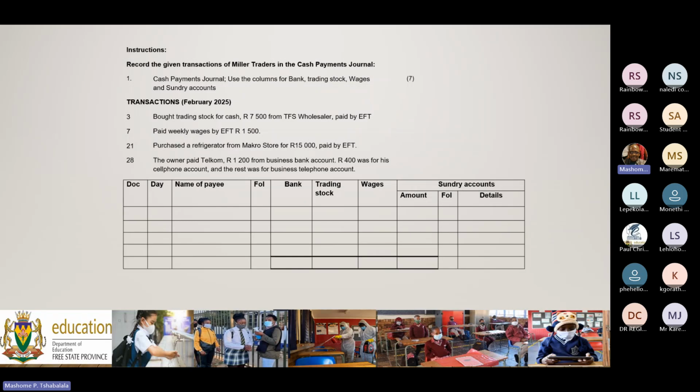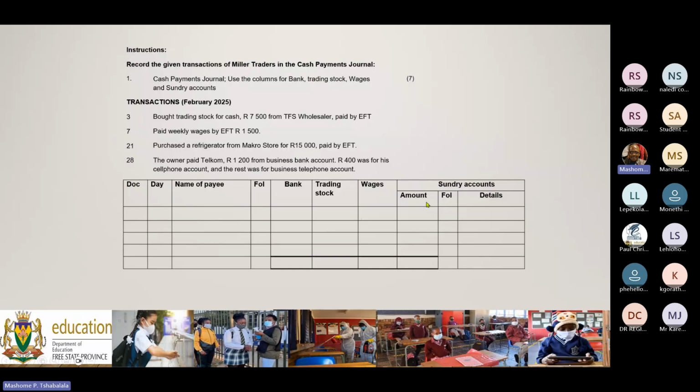of the CPJ. Now, let us talk about those columns that are permanent on the format of the CPJ. The first ones are the document number, day, name of payee, folio, and bank. These 5 are compulsory on the format of the CPJ. Then you have the sundry account.